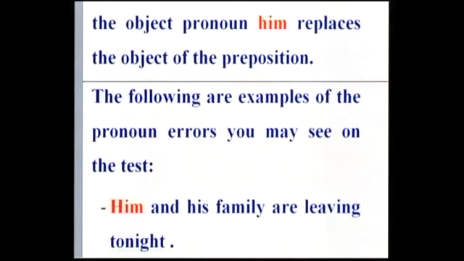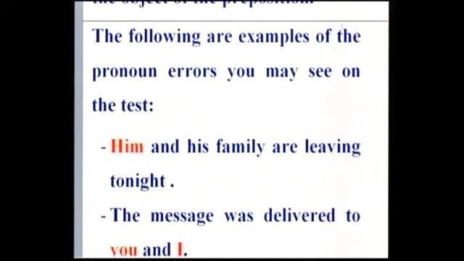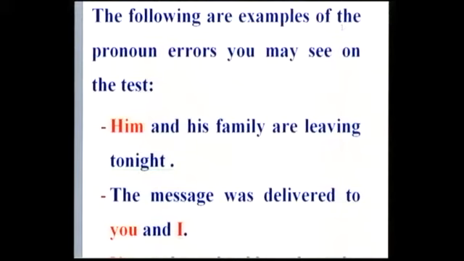Him and his family are leaving tonight. The message was delivered to you and I. إيه الغلطات هنا؟ Him is an object pronoun. لكن هنا at the beginning of the sentence I should have a subject. يبقى لازم تبقى إيه؟ لازم تبقى he.